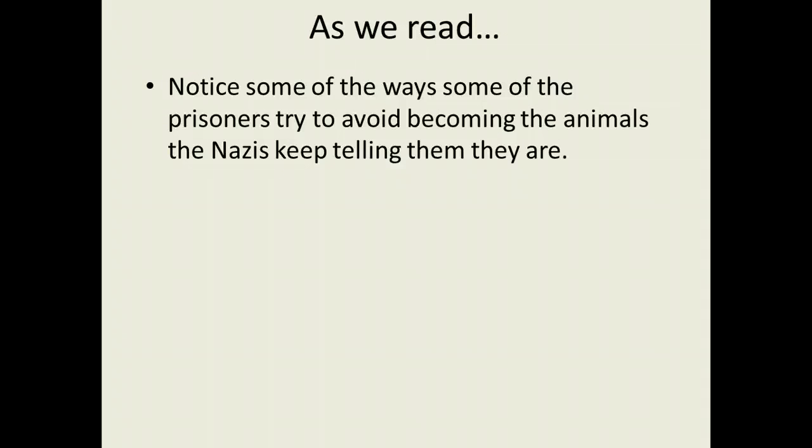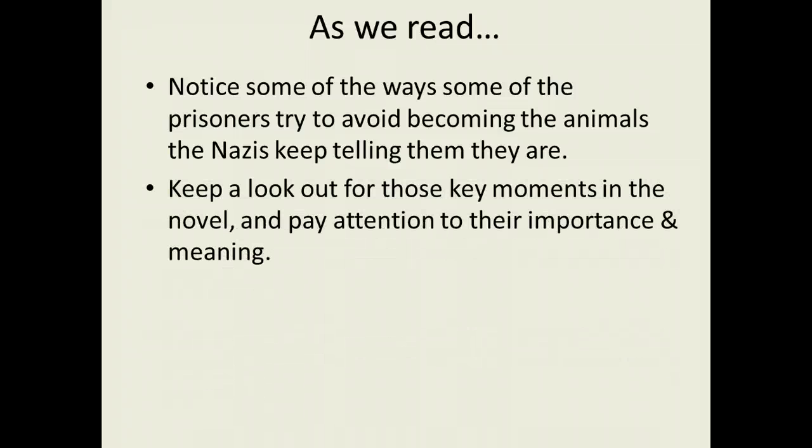And again, as we read, like I said, you need to be keeping your eye out for key events, main ideas, and their importance to the meaning of the novel, but then also start to notice some of the ways that some of the prisoners are trying to avoid becoming the animals that the Nazis keep telling them they are, this dehumanization piece from the Nazis. Like, how are some of the characters avoiding falling into that trap of survival at the expense of other people? Just be paying attention for how some characters prove to stay just and humane.